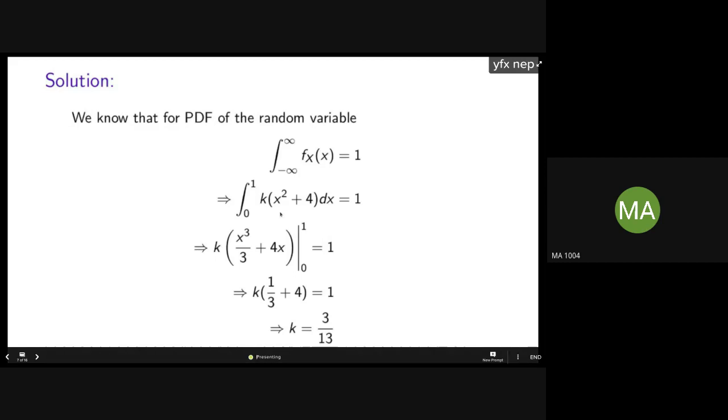So sorry, like I said, it should be k into x square plus 4. You can take k out and integrate x square plus 4 dx. It should be x cube by 3 plus 4x, and k is anyway a constant, and the limit should be from 0 to 1. So if I plug in all the values, you have to plug in 1 first and then minus 0, right?